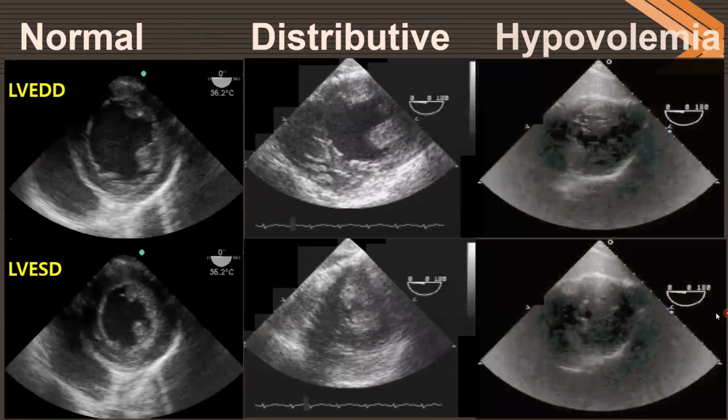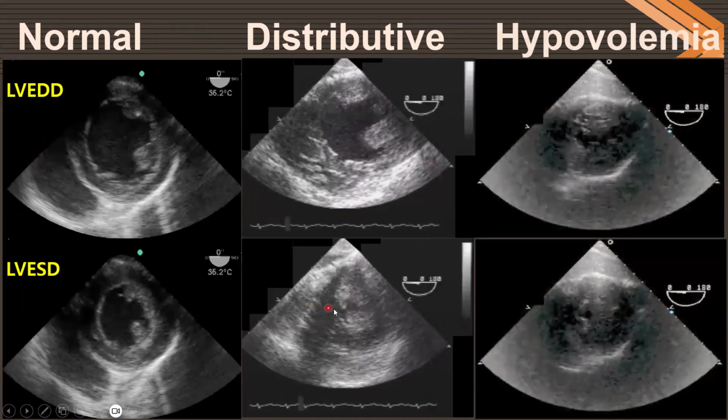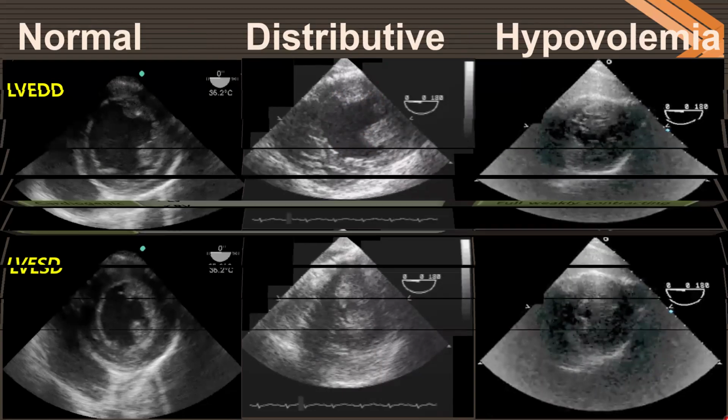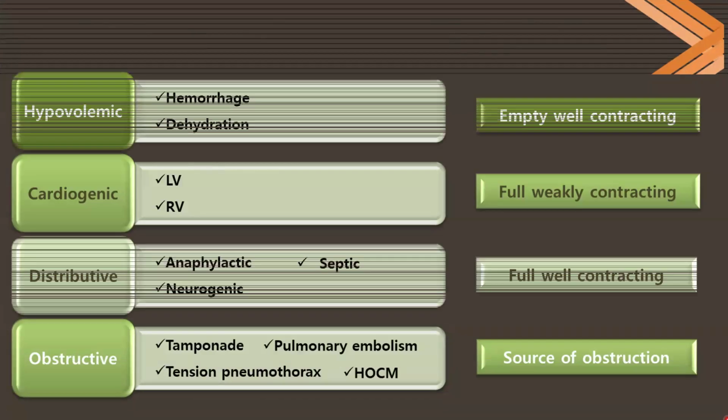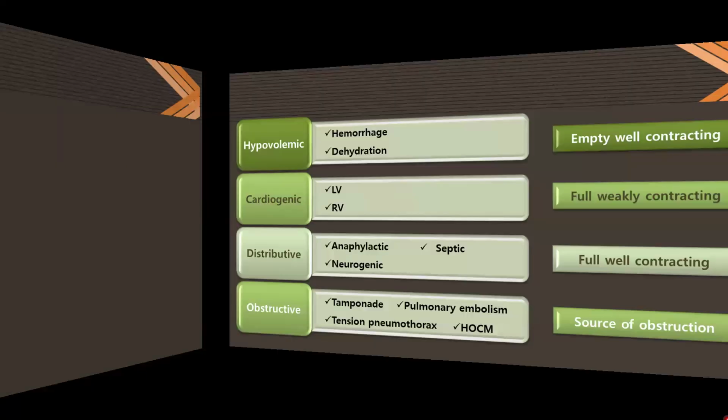I want you to compare this to hypovolemia. In end systole, both ventricles are nearly totally obliterated, but in end diastole, the hypovolemic ventricle is obliterated. The distributive shock is not very hypovolemic, is not totally obliterated, as you see here. So the most important factor to distinguish between distributive and hypovolemic shock is to find the difference in left ventricular end diastolic area or diameter. So now we discussed both final types of shock.